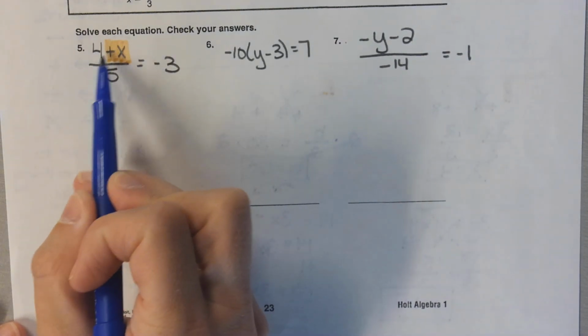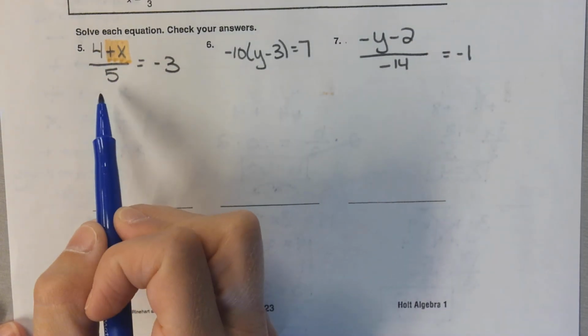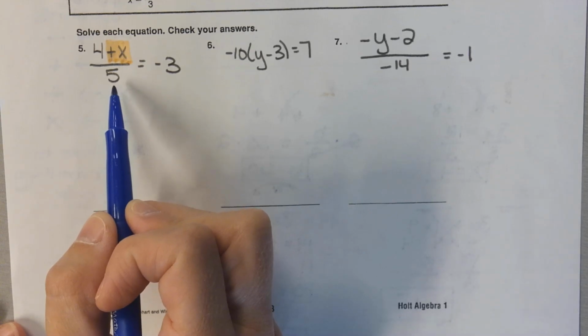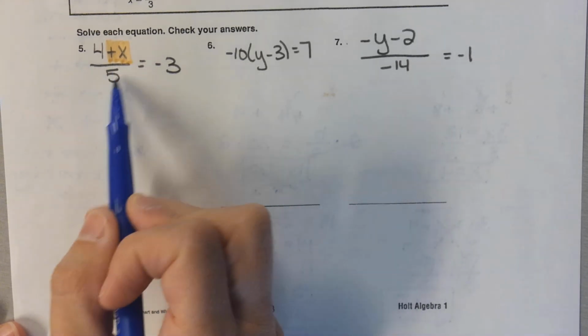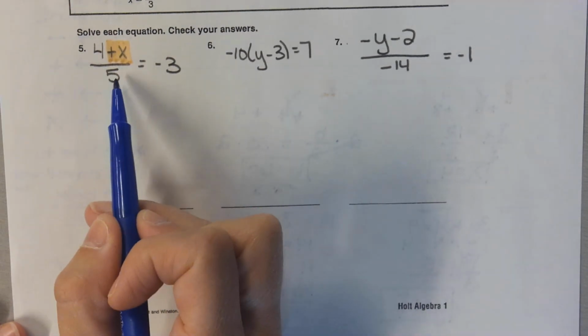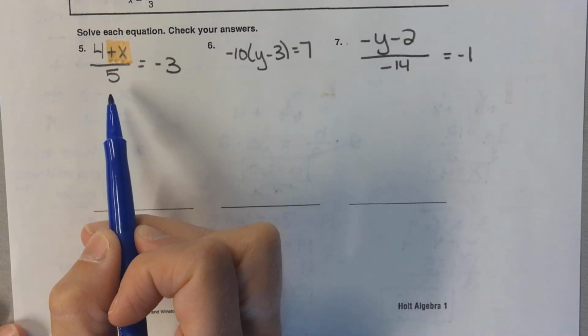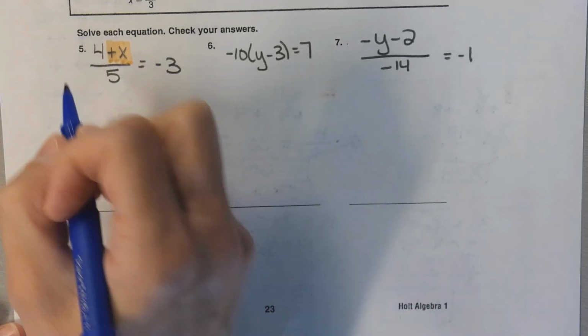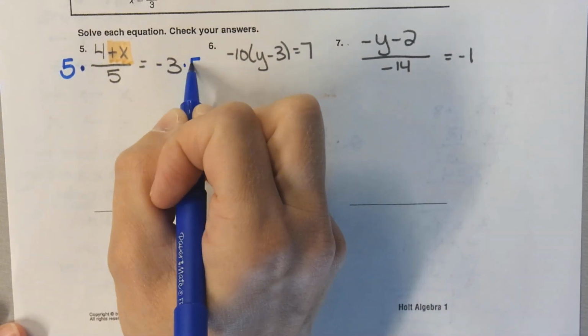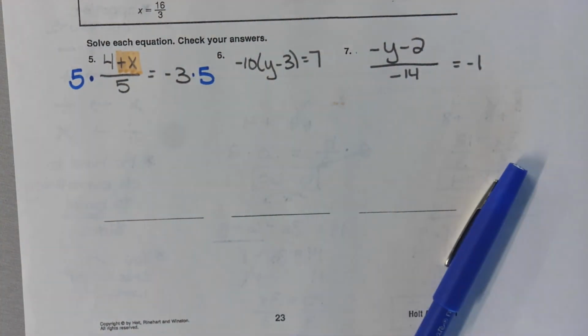Now, before I can deal with adding or subtracting the 4, do you see how everything's being divided by 5? And that's a bigger problem, so we need to deal with that first. So when everything is in a fraction, being divided by 5, what's the opposite of dividing by 5? Times. Yeah, so the first thing I'm going to do with this one is different. I'm going to multiply each side by 5 first, so I can get rid of the fraction.